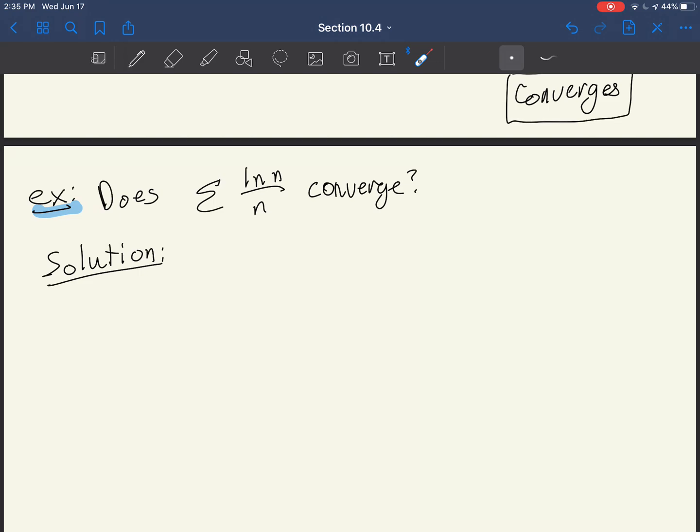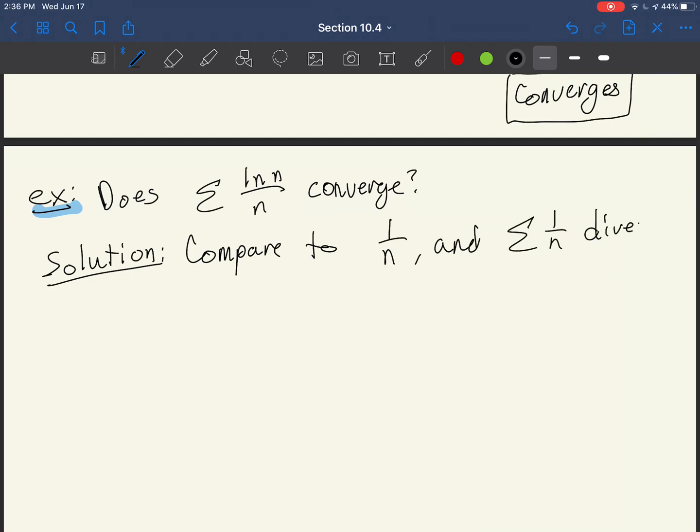There isn't really anything to cancel, and that doesn't really help us because we don't know if that series converges or not. That's what we're trying to figure out. So what we do is we try to compare this to either a p-series or a geometric series. The obvious choice for a p-series is 1 over n, since the denominator has an n. So we compare this to 1 over n, and we know that the summation of 1 over n diverges because it is the harmonic series.